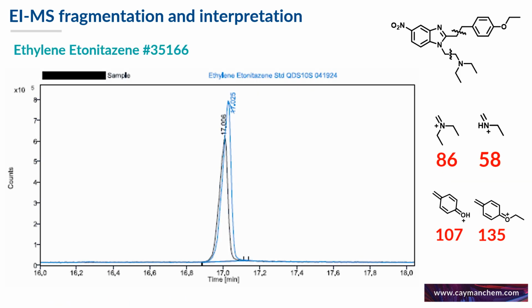And when they tested the sample alongside the ethylene adenitazene standard, the retention times matched. The length of the chain between the benzimidazole likely fragments to form the same major peaks as adenitazene. If it cleaves here, then we also see our peak at 107 and 135.